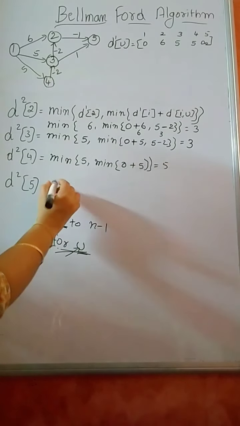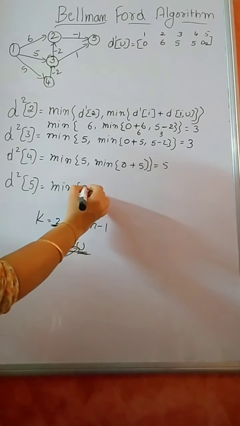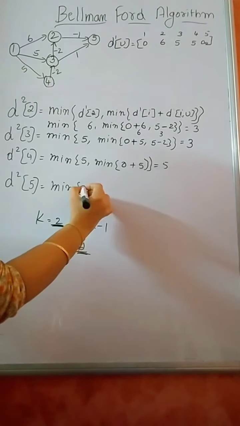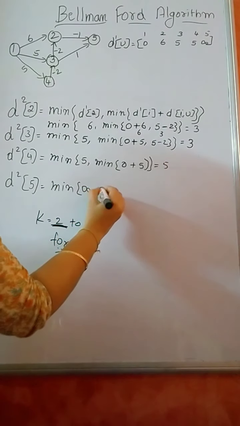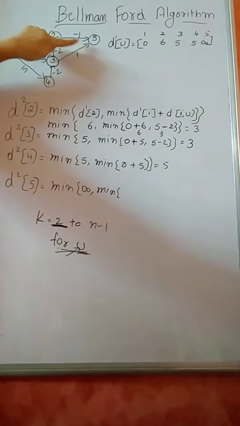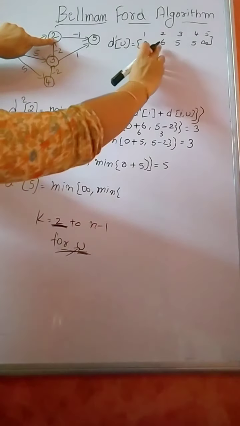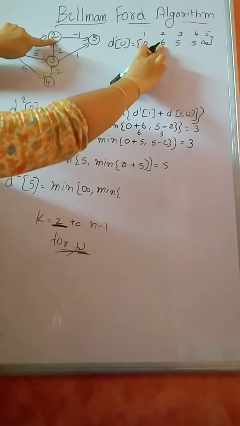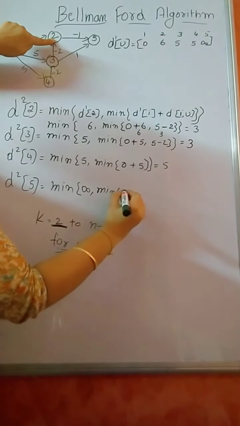Now, to the 5. So, it is previous distance to the 5. What is previous distance to the 5? Infinity. Then min of how many incoming edges you are having? 2 incoming edges are there. So what is previous, that is from 2 and from 3. What is the previous distance to the 2? Previous distance to the 2 is 6. Look at here, okay. So it is 6.